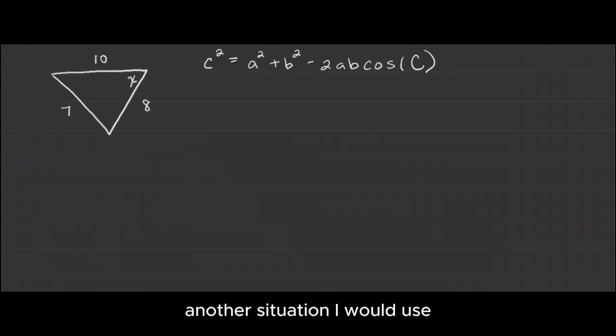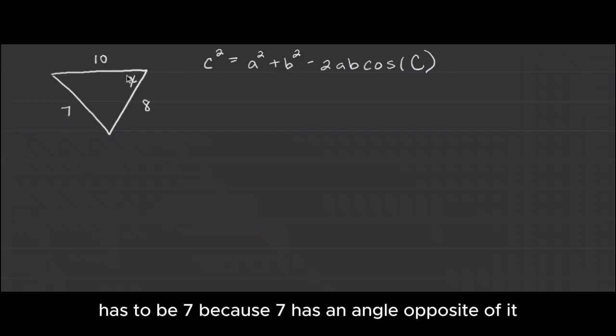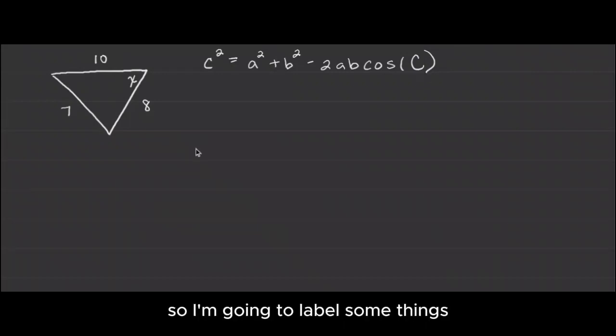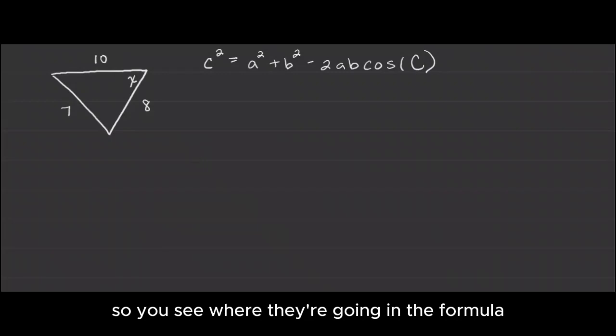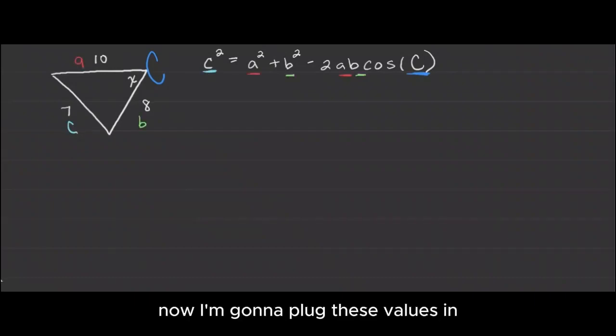Another situation I would use the law of cosines is if I have 3 sides given. Here we have side lengths 7, 10, and 8. Those are a, b, and c in our law of cosines formula. The only thing important here is that little c has to be 7 because 7 has an angle opposite of it, and little c and big C must go hand in hand together. So I'm going to label some things so you see where they're going in the formula. Now I'm going to plug these values in.